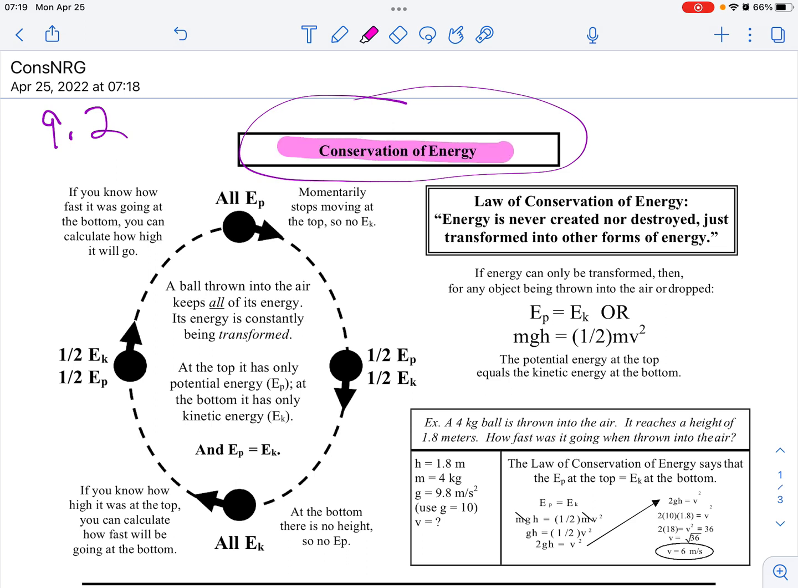Conservation of energy. This is another law. Look, the law of conservation of energy is just like the law of conservation of mass, except we replace the term mass with energy. So energy is not created nor destroyed, just transformed into other forms.